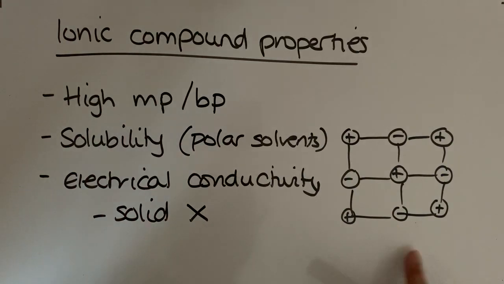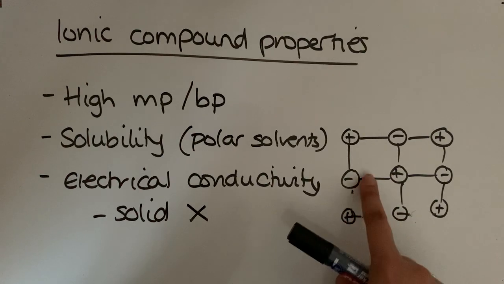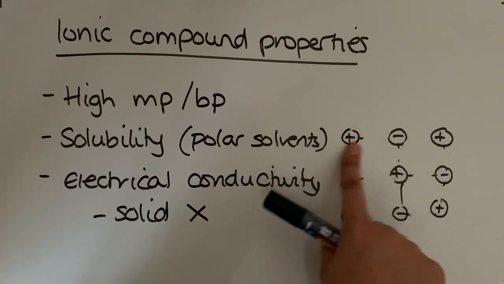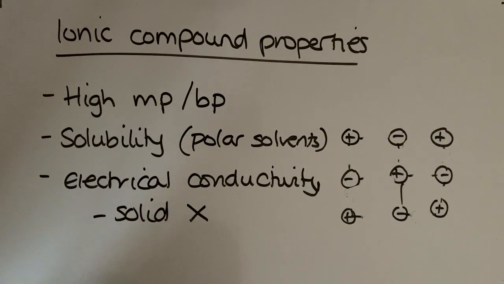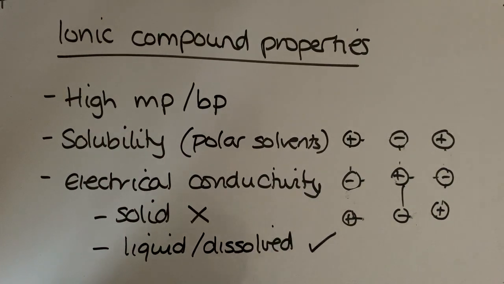But if I melt this compound or I dissolve it in water, and dissolving in water does this as well, it will break these ionic bonds. Because the ionic bonds break, the ions are now free to move. And because the ions are free to move, this substance can now conduct electricity. So you need to have free moving ions or free moving charges to conduct electricity, which you don't have in the solid form, but as a liquid or when it's dissolved in an aqueous solution, it does conduct electricity.